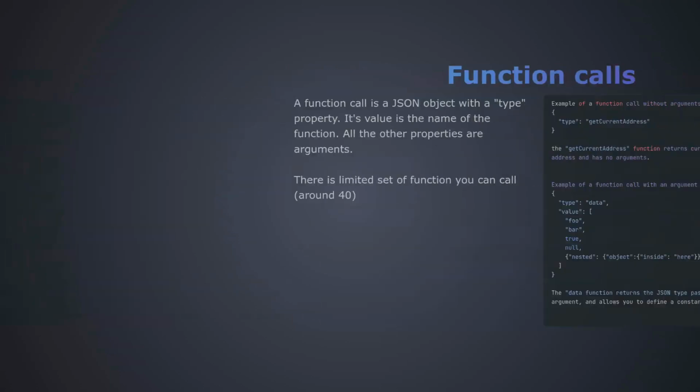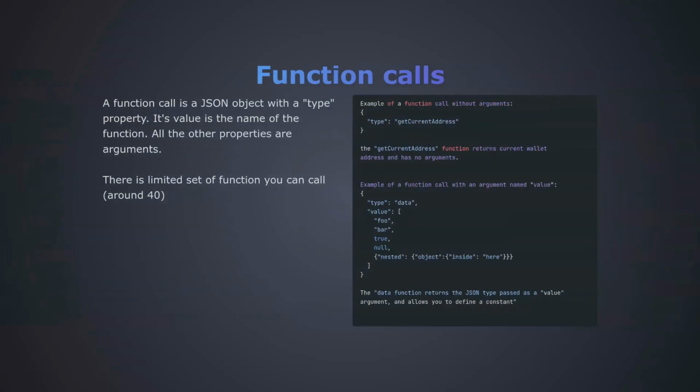GCScript has function calls. A function call is a JSON object with a type property. Its value is the name of the function. So an example here is the type getCurrentAddress. It has no arguments, and the result of this will end up in the Game Changer cache for later retrieval. There's a limited set of function calls, around 40.